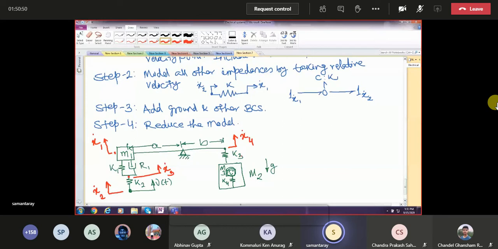Then this lip has, let's say, velocity x5 dot, and this head has velocity, let's say, x6 dot. So these are the distinct velocities we have marked. All right?